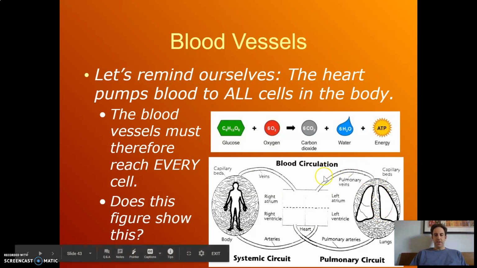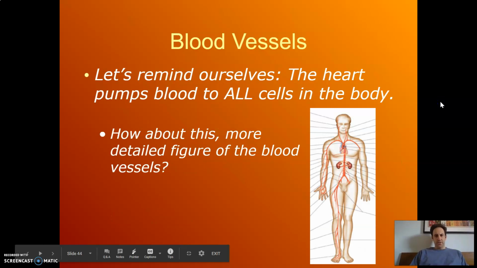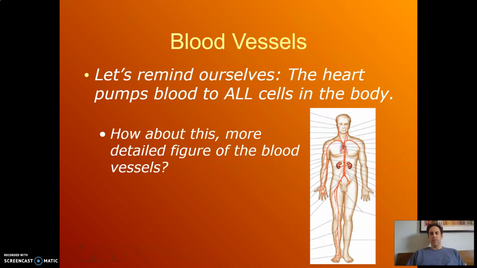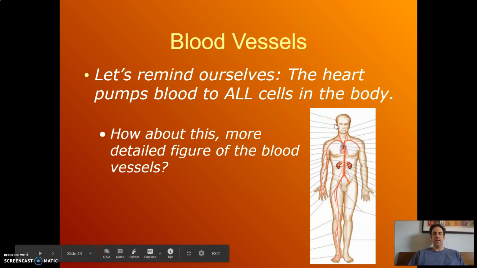So the blood vessels need to reach every single cell in the body. And so this diagram kind of shows that in a schematic way, but it's not all that neat and tidy. Here's another picture that shows in a little bit more detail what's happening. So you can see the blood vessels leaving the heart and going out to the arms, branches down here to the legs, branches down to the head. And yet, I look at that, and is every cell in the body getting blood based on this diagram here? For example, the pectoral muscle here, I don't really see a blood vessel going there. So is this the best picture in the world? Well, no. So why are we using it?